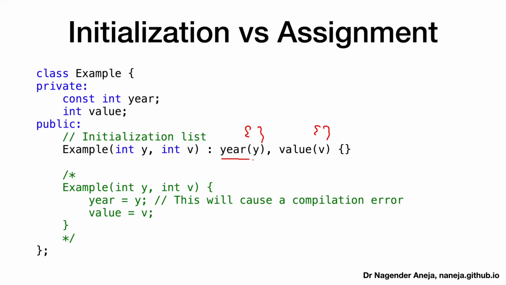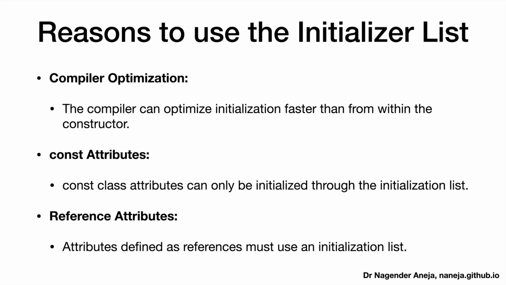But we must use this method. We cannot use the other method, especially for year. Value can still be here or here, but the year must be here in the initializer list. So writing it like this, year is equal to y, will give us an error. The reason is that this is constant. It means that when the object is created, the constant value must be known at least at that time. It can't be changed after that.